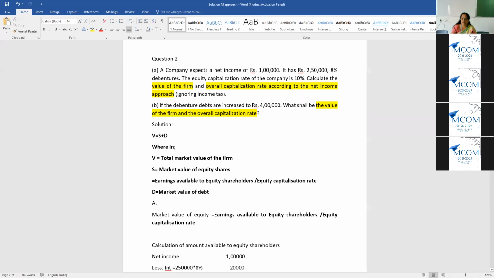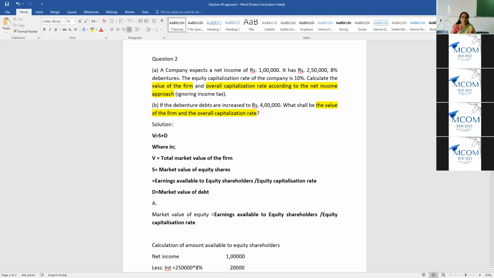Did you understand? The net income is the same. Your debt is going to be increased to 4 lakh, the cost of debt is going to be the same, and the capitalization rate is going to be the same. Then what is going to be the value of the firm and the overall capitalization rate? So we are calculating the value of the firm keeping in mind the NI approach, the net income approach.